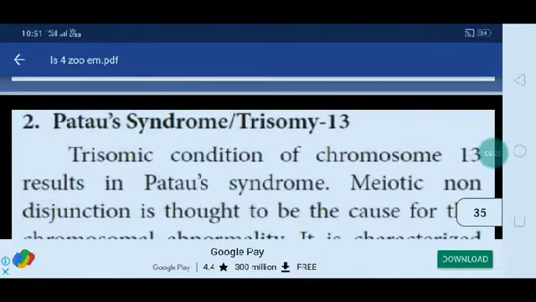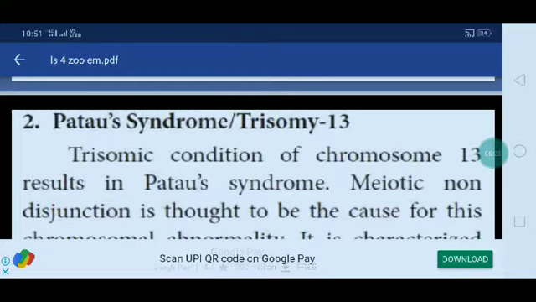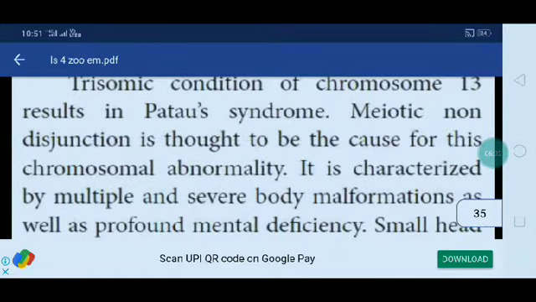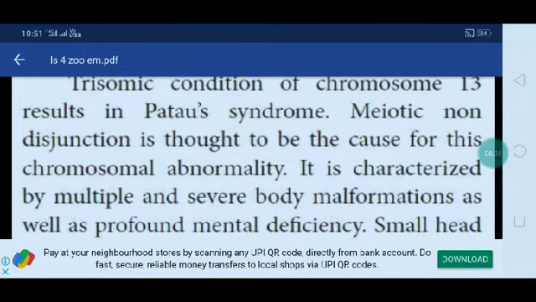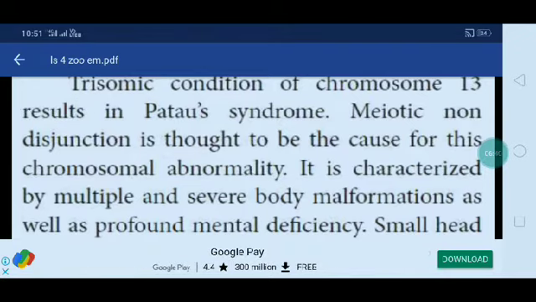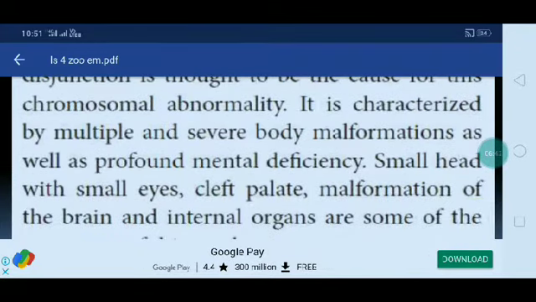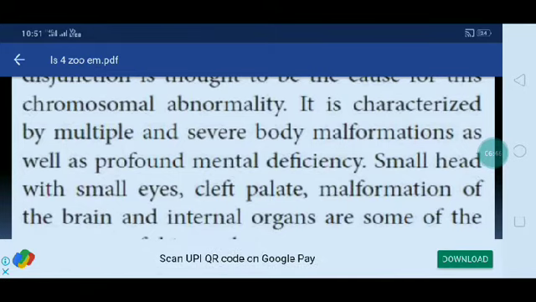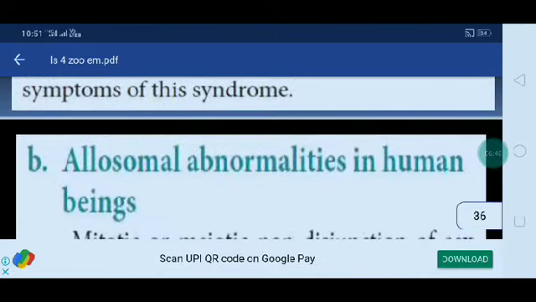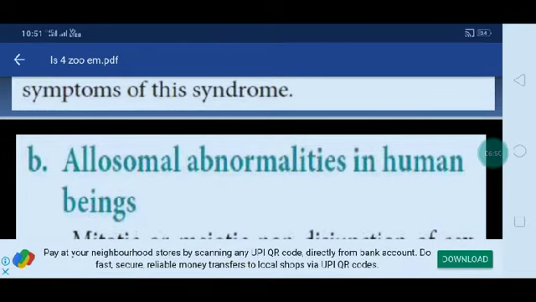Patau syndrome, trisomy 13. The trisomy condition of chromosome 13 results in Patau syndrome. Meiotic non-disjunction is thought to be the cause of this chromosomal abnormality. There are also multiple and severe body malformations as well as profound mental deficiency. Small head with small eyes, cleft palate, and malformation of the brain and internal organs are some of the symptoms of this syndrome.